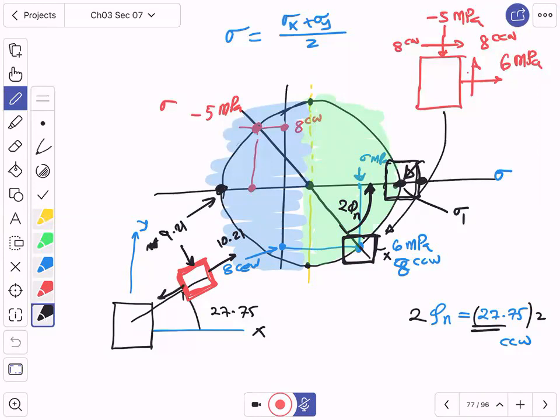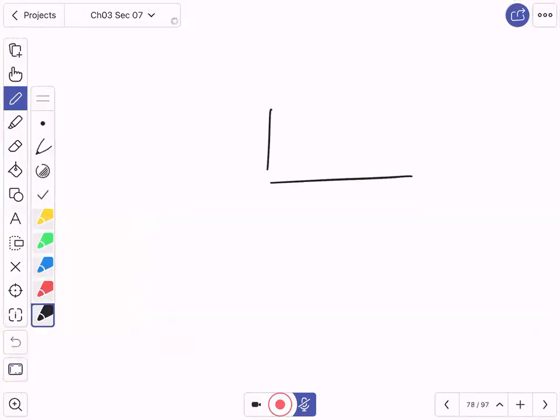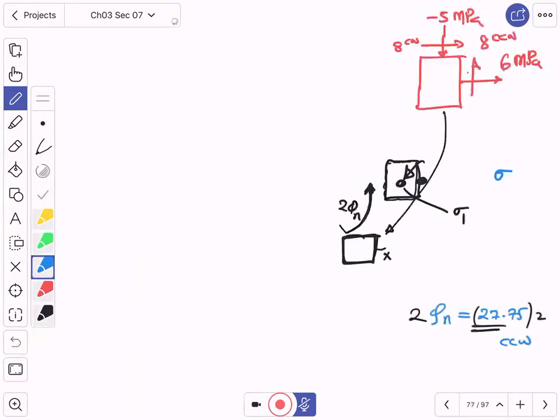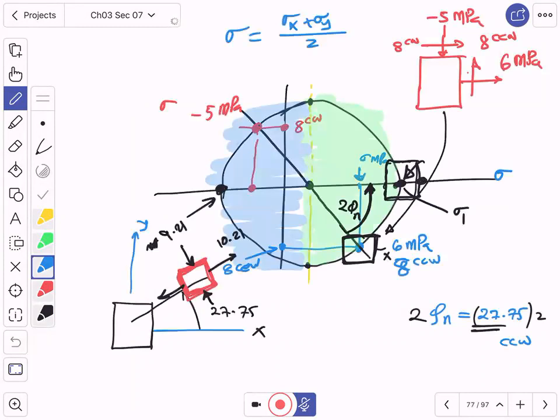Now if I rotate the element, this is x and this is y, this is the original element. If I go back, what will you see? You will see that the element here, if I reverse the rotation and bring it clockwise and put an element here, the element will be at the location where you have tau maximum on the bottom and tau maximum on the top. The only difference is that this one is clockwise and this one is counterclockwise.